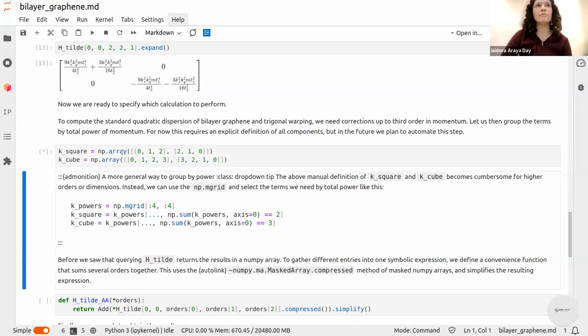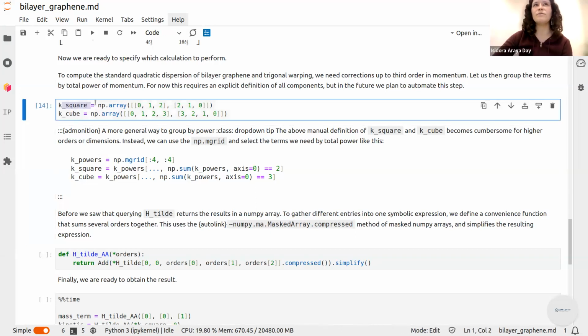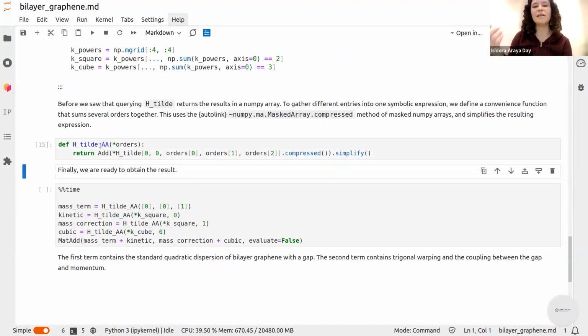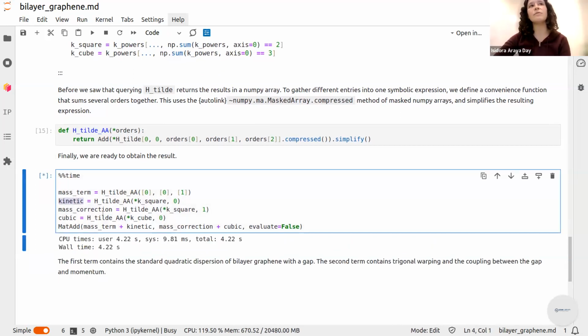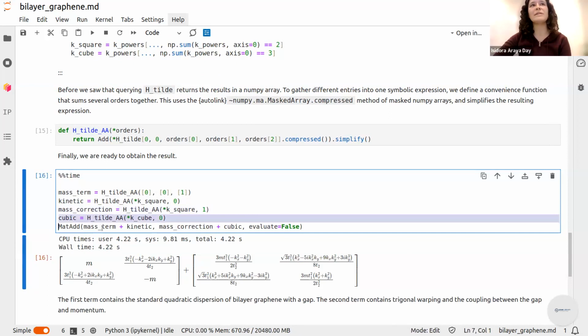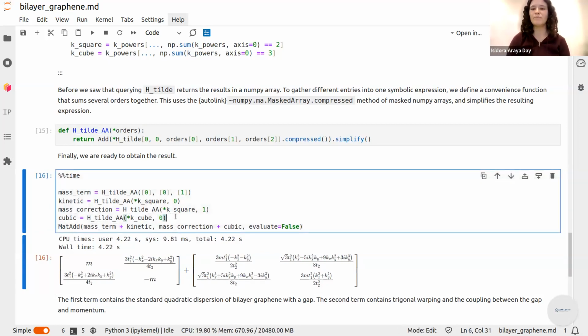And yeah, so then I'm also going to show the rest of the tutorial, and that is how to get several different terms at the same time. So we could, for example, define some arrays that give all the terms proportional to k squared, all the terms proportional to k cubed, and define a convenient function that allows us to sum all these terms, so that then we can request something like all the mass terms, all the kinetic terms, all the mass corrections, all the cubic terms, add them together and get an effective Hamiltonian that goes up to, I think this is third order.